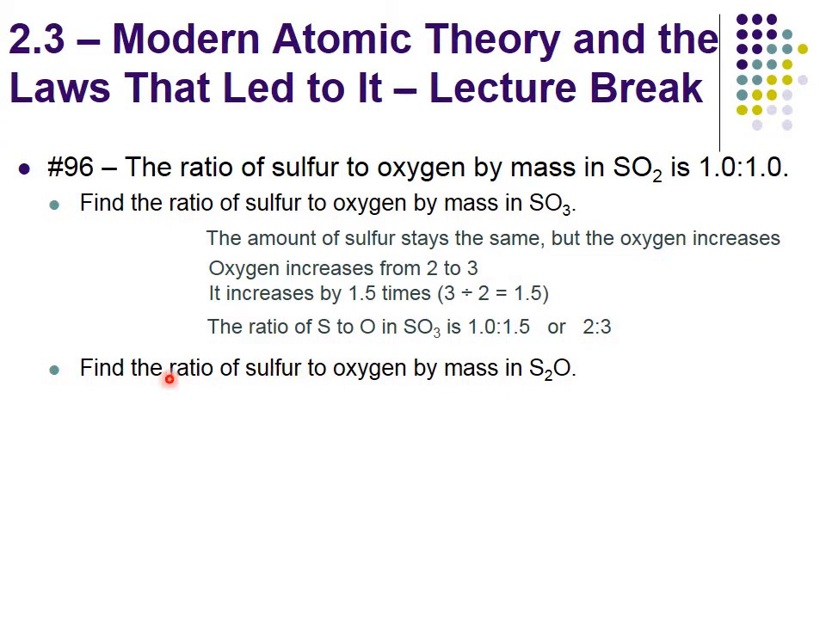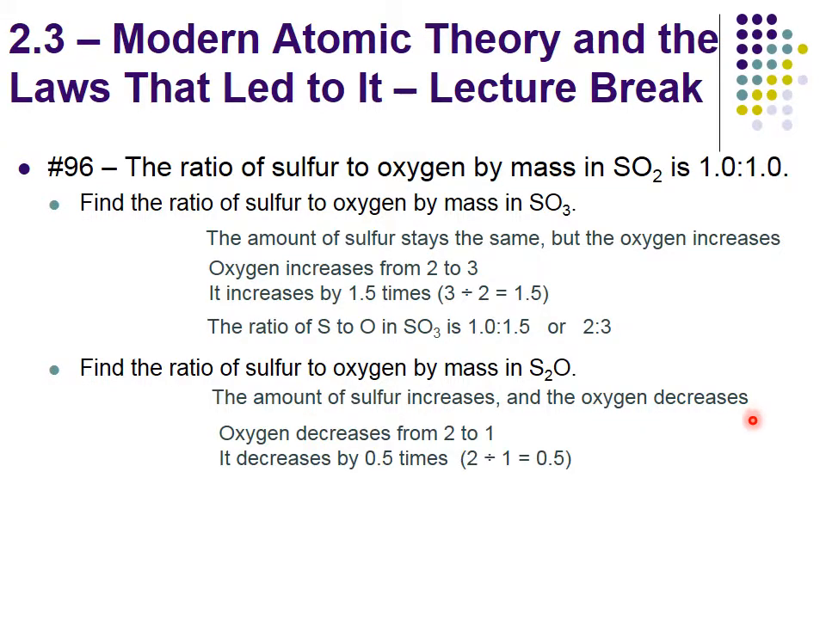In the second question, it says, find the ratio of sulfur to oxygen by mass in S2O. So in this case, the sulfur has increased, but the oxygen actually decreased. So we're going to do each one independently. Oxygen, and we're comparing it back here to the original. Oxygen started at 2, and now it's down to 1. So it decreased by 0.5.